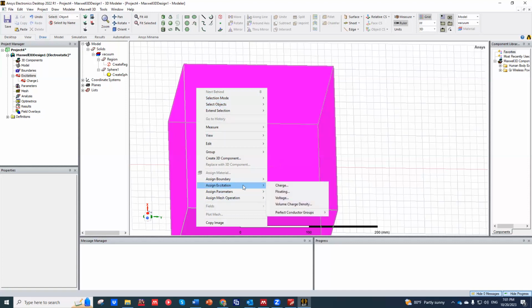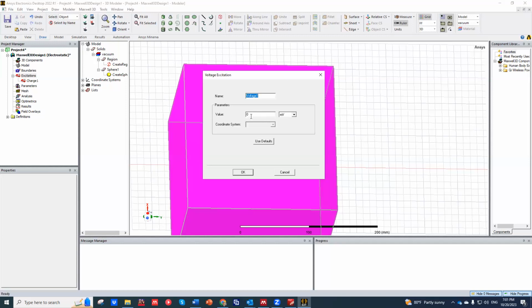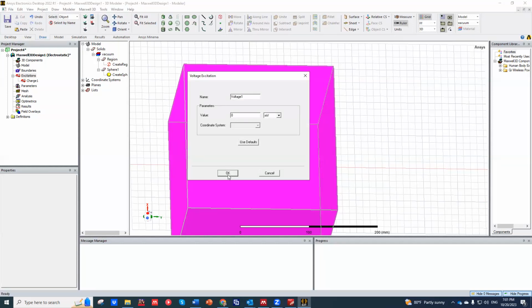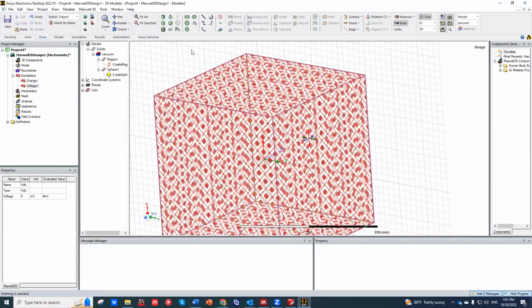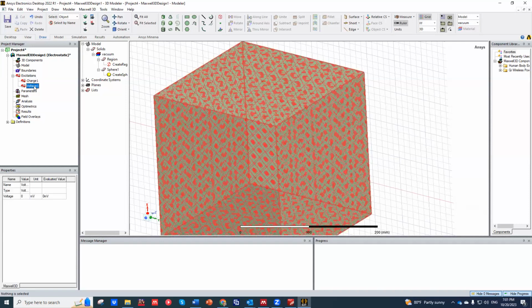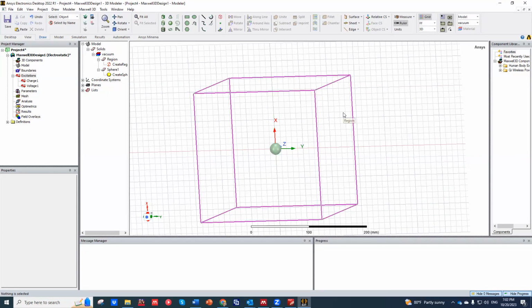So I again assign the excitation and then voltage. Okay, and then voltage zero. So I make this area, this surface, like an infinitely distant area. So I ensure the potential is equal to zero at the surface of this area. Okay, so this is the voltage source, and it also appears in these excitations here. So I have the structure, I have the boundary condition, and I have the charged particle.